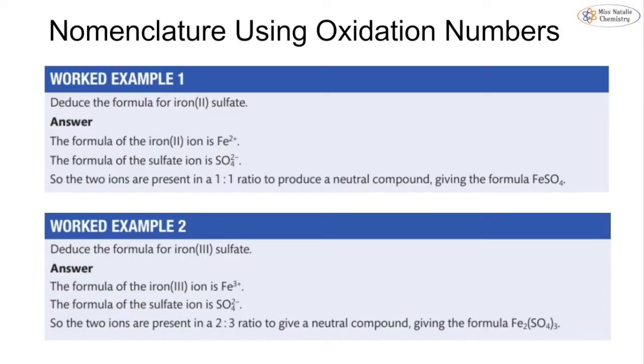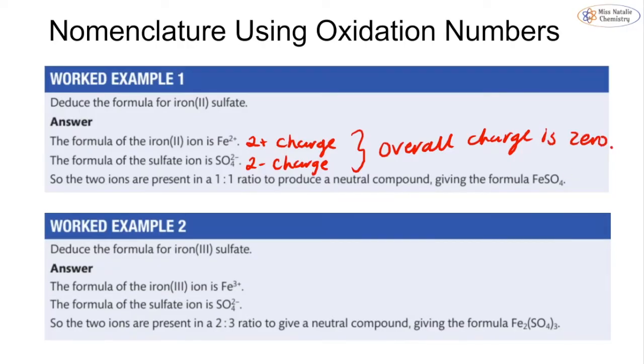So if we look at an example, deducing the formula for iron(II) sulfate, well, this is saying that the iron has a charge of 2+, and we know that the sulfate is SO4 2-, so it has a charge of 2-. The two ions would then be present in a 1-to-1 ratio, because we want our overall charge to be 0.